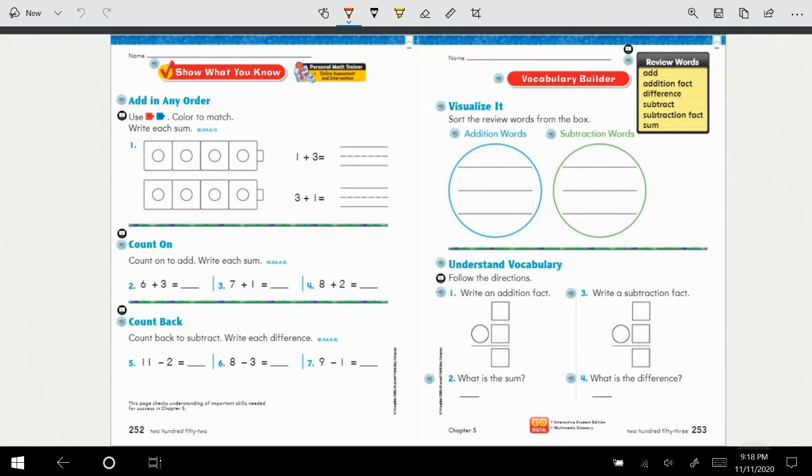Okay, we can count on, but we can also count back. And that's what we're doing on 5, 6, and 7. Count back to subtract. Write each difference. So we have 5, 11 minus 2, 6, 8 minus 3, and 7, 9 minus 1.